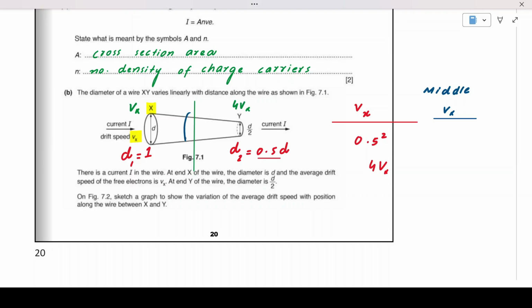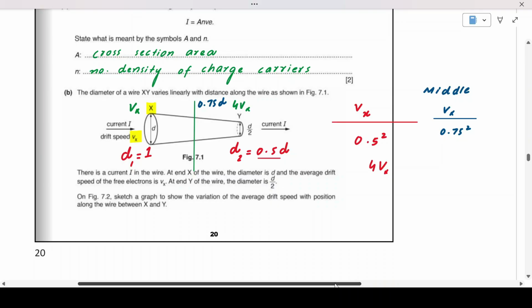Now can anyone tell me what is the diameter exactly in the middle of x and y? Any guess? On the left side it is 1d, 1. On the right side it is 0.5. What should be the diameter exactly in the middle? 0.75 is the right answer. You win Face Fresh Beauty Cream. So here we have 0.75d. So we'll use the shortcut, divided by 0.75 square. The coefficient of diameter goes in the denominator with the square. So if I write it on the calculator, 1 over 0.75 square.